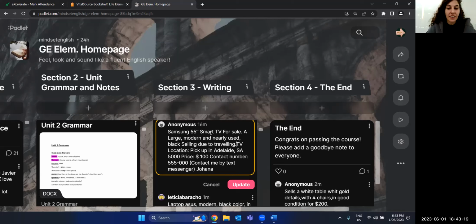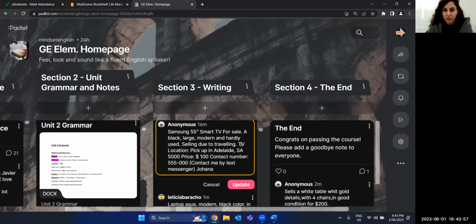So Samsung 55-inch smart TV for sale. A large, so don't capitalize your adjectives. A large, modern, and hardly used. So not much use and hardly used. Black. So color, a black. So you've got to remember the order, a black, large, modern, and hardly used. Selling due to traveling. TV location.